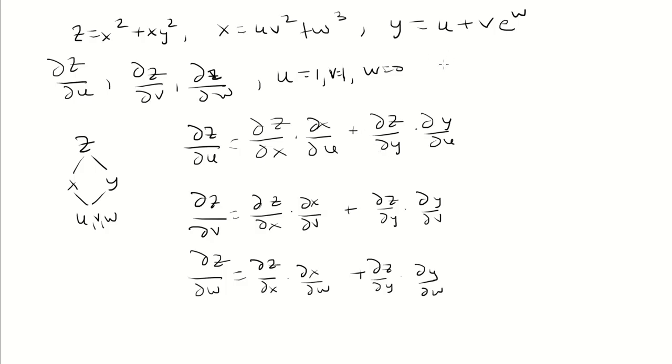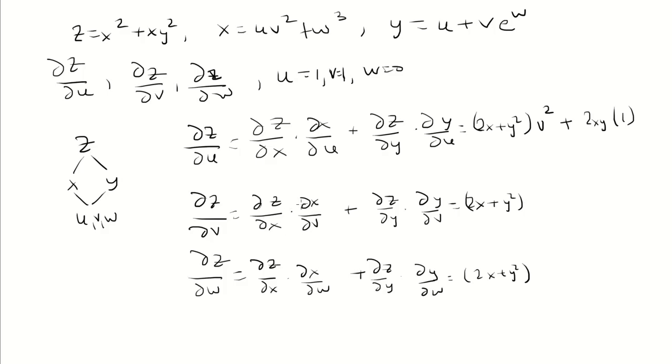Okay, so partial z with respect to x is just going to be 2x plus y squared. That is the same for all three. Then we have partial of x with respect to u, which is v squared. Partial z with respect to y is just going to be 2xy. And then partial y with respect to u is just 1.